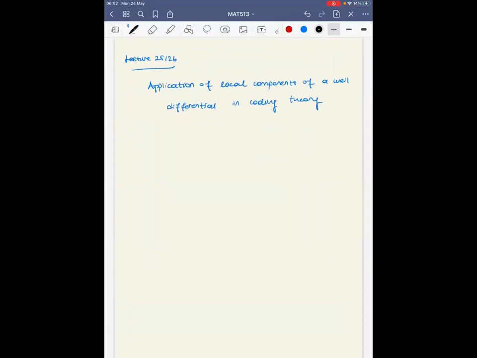In this last lecture of the semester, we will focus on the applications of the local components of Weil differentials in coding theory. Particularly, we want to understand the dual structure of, by the dual we mean the dual of a linear code, the dual structure of the algebraic geometric codes, again in terms of other algebraic geometric codes.